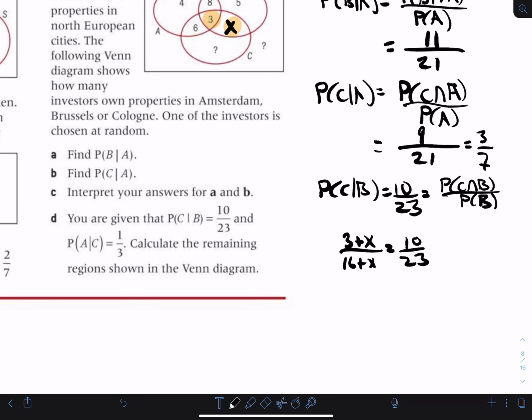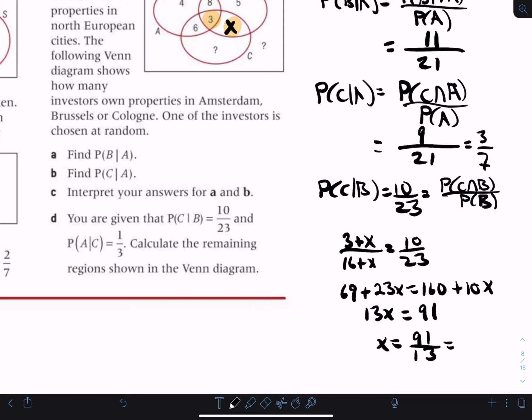So that'll be 69 plus 23x equals 160 plus 10x. Then I'll just work this out. Subtract 10x from both sides, I get 13x, and subtract 69 from both sides, and I get 91. So x will be equal to 91 divided by 13, which, if I did it right, gives me a nice number. So 7. Yay! So I got 7. Okay, got that one.